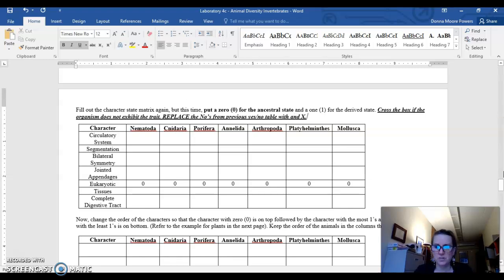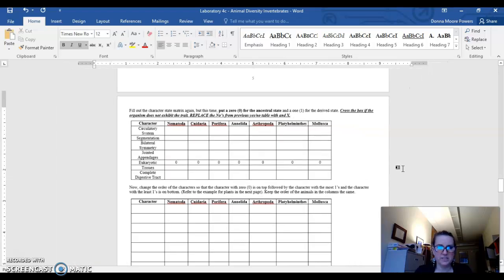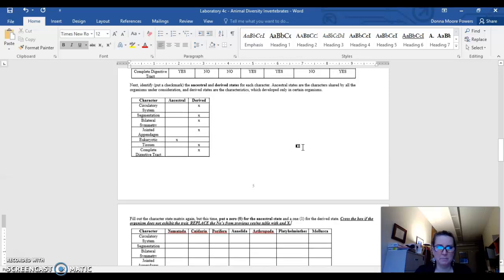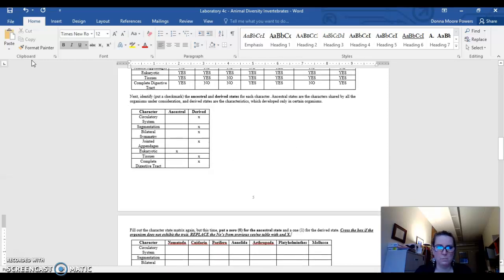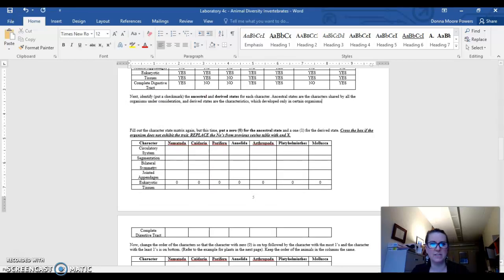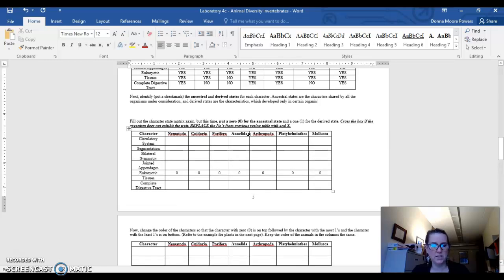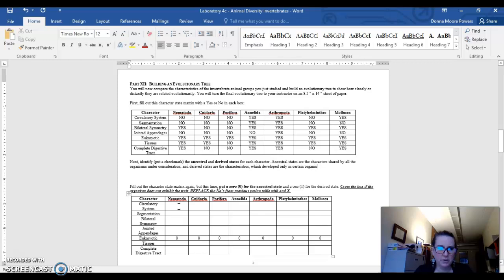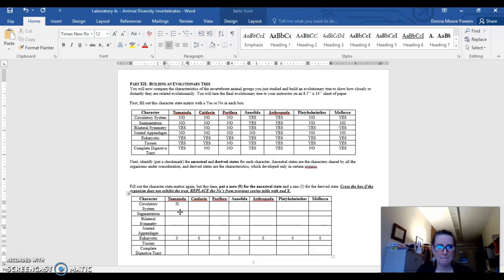Okay, so I'll shrink this down a little bit to make this a little bit easier. I'm also going to save this, and I'm going to just temporarily delete this. Now we can see them one on top of the other. All right, so what I'm going to do is wherever I have a no up here, I'm just going to put an X.